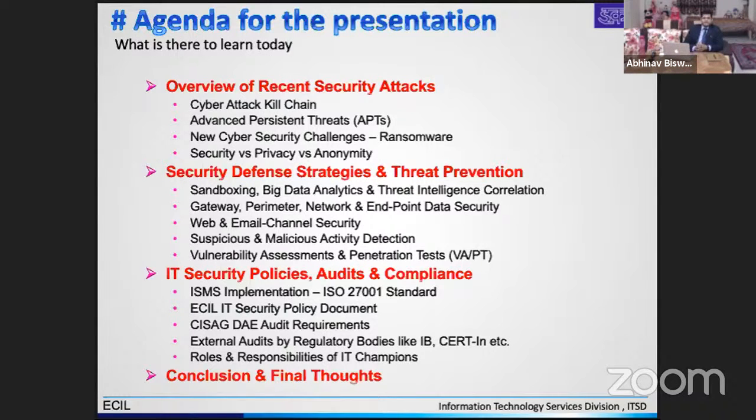Okay, fine. So this is the agenda for today's presentation. First, I'll talk about the recent cybersecurity attacks that are happening and what are the prevention mechanisms and technologies we have in place. Then I'll talk about the IT security policies and audits part of how we can control and manage IT security in a company or an organization, be it healthcare or be it a college kind of environment. And finally, some concluding thoughts.